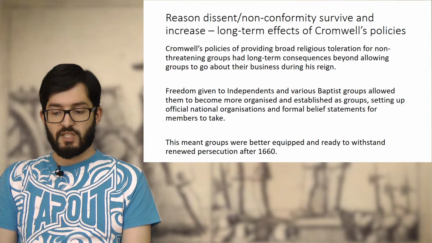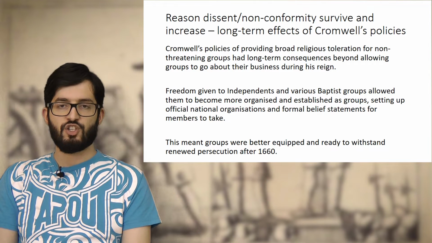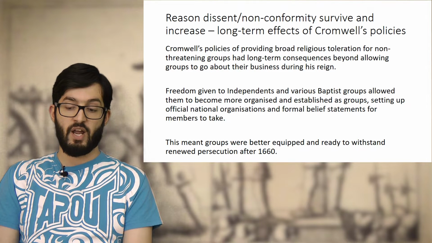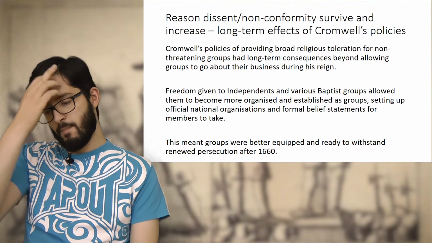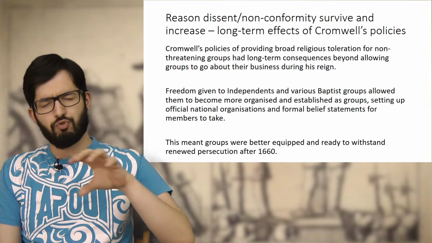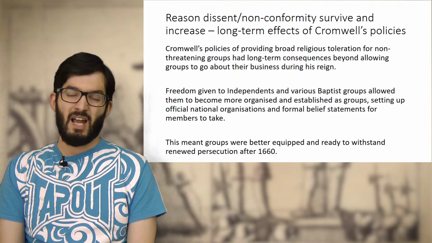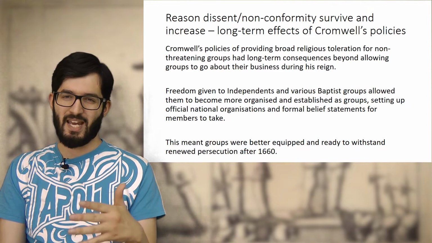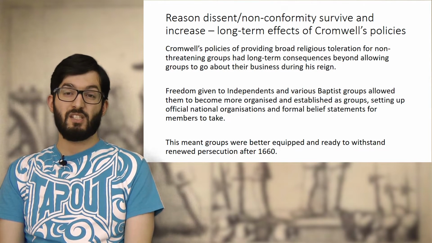The follow-up reason, linked to that, is the prolonged period of religious toleration and acceptance of dissent that comes about, in particular under the effective reign of Cromwell. And so there is a long-term effect of Cromwell's policies of toleration. As we looked at beforehand, he establishes quite broad toleration for any groups that he considers to be non-threatening. And he even allows slightly more crazy groups to operate, even though theoretically they're not meant to, but he doesn't take any active steps to clamp down on them. So they're allowed to go about their business during his reign.